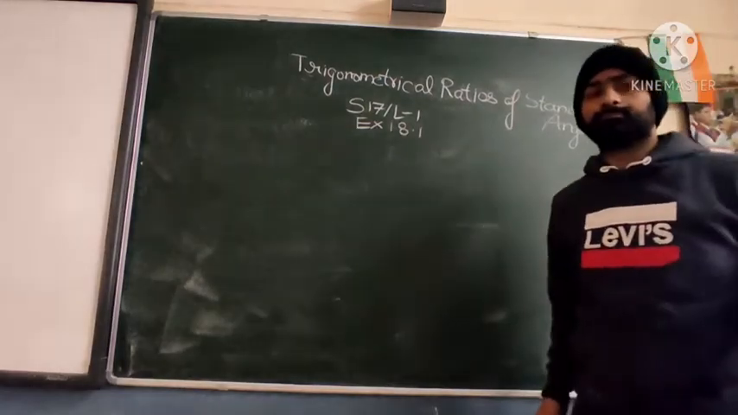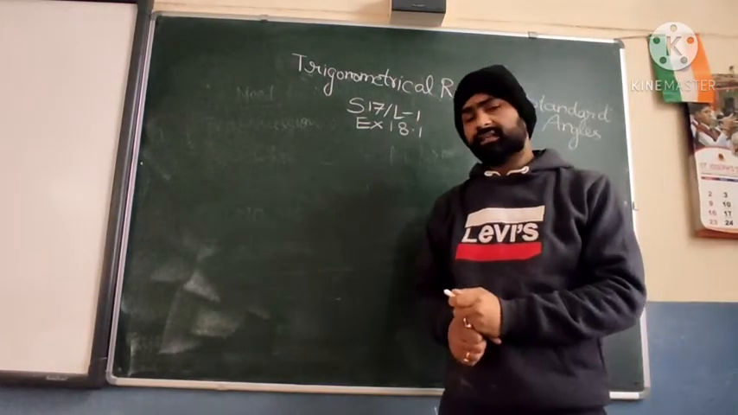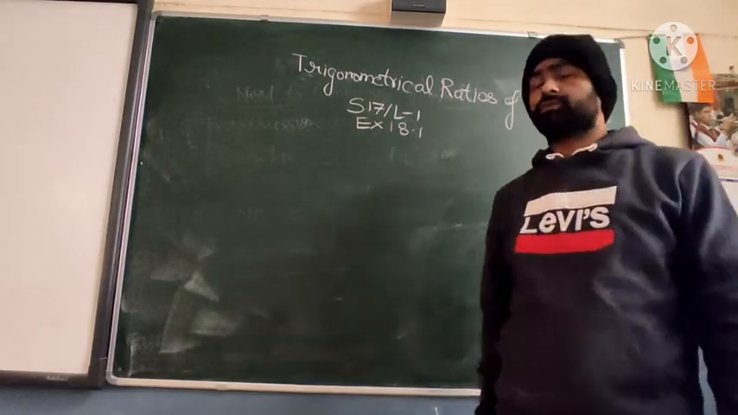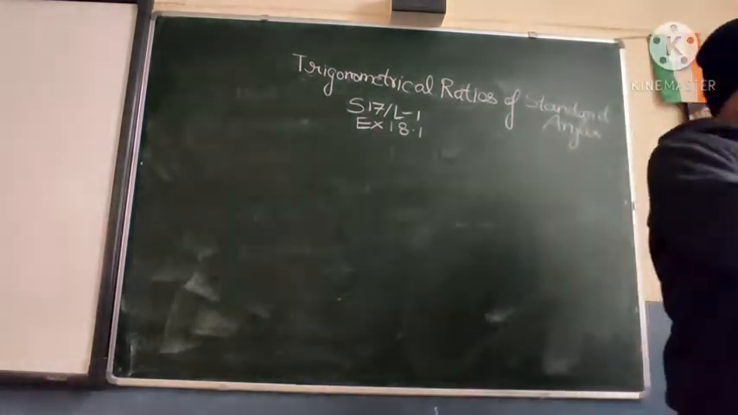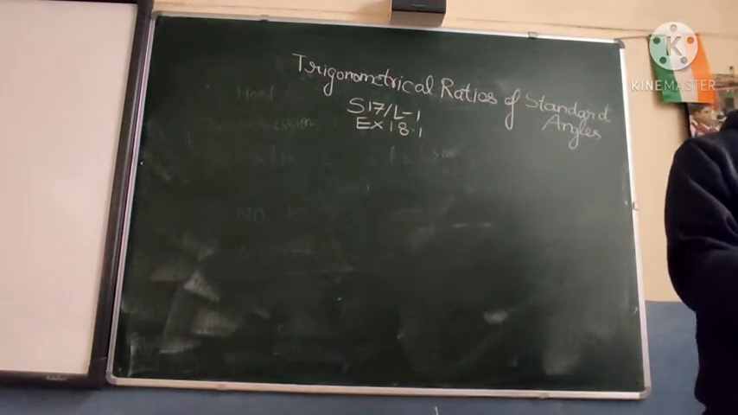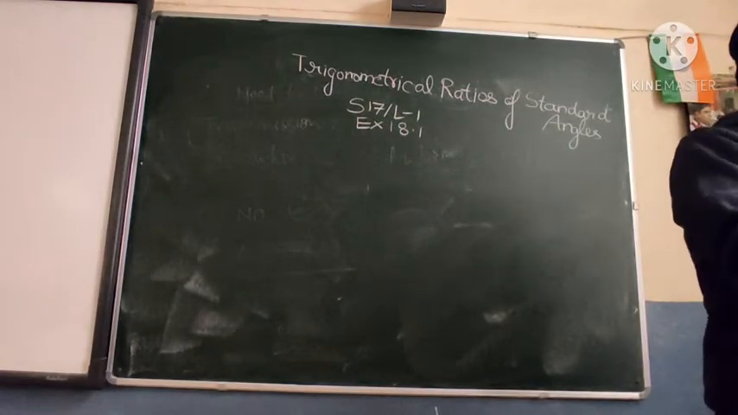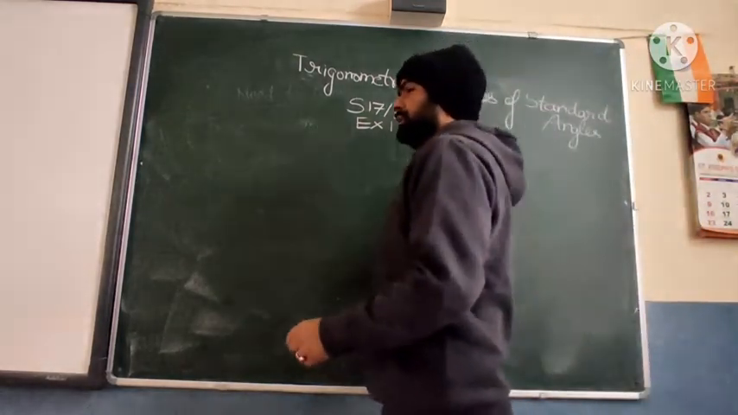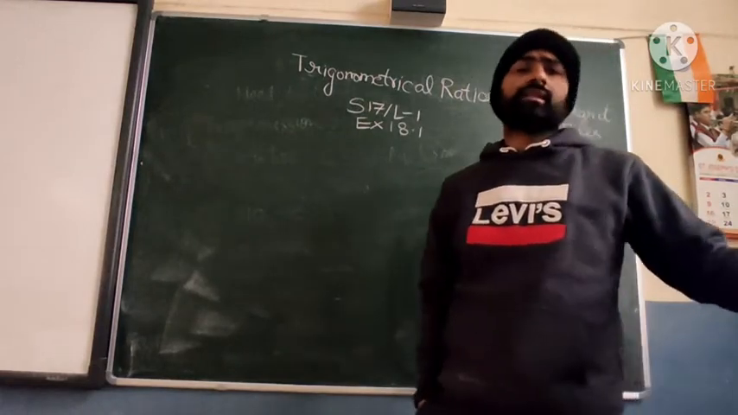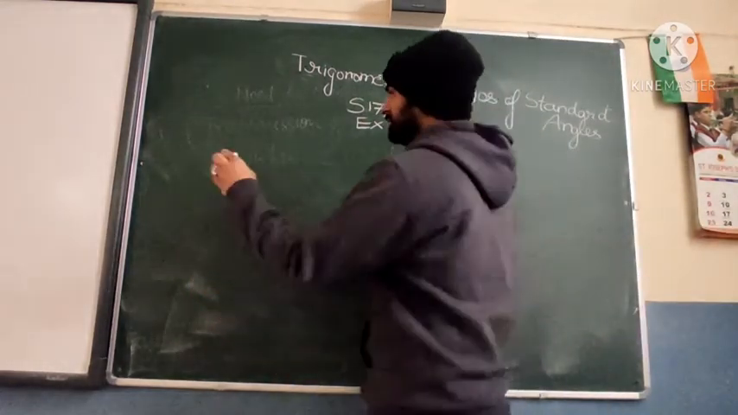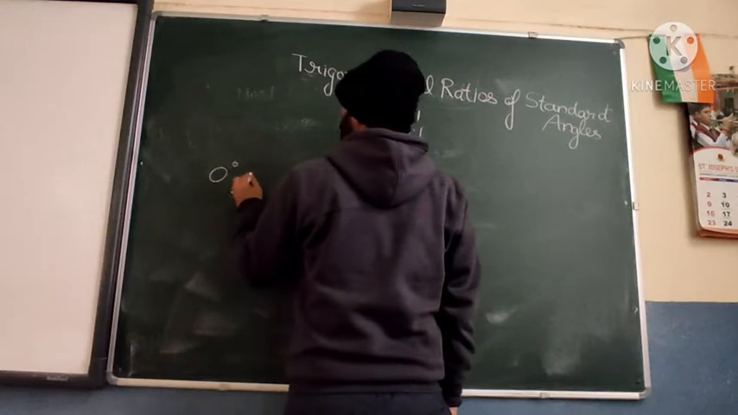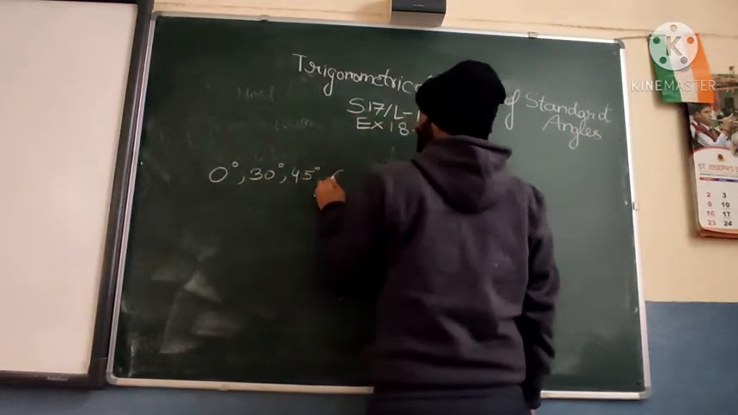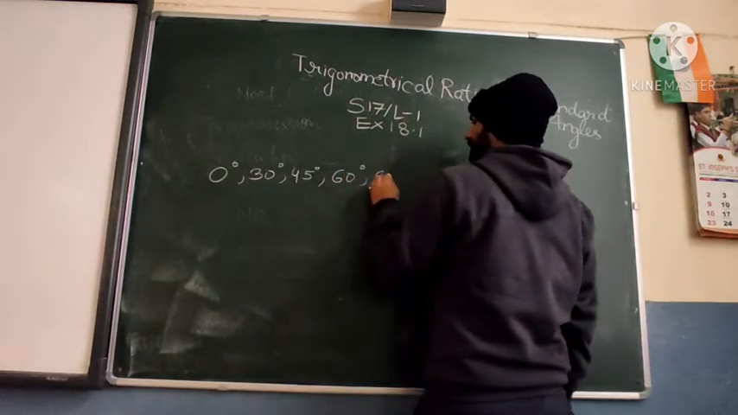So children, we had finished with lesson 17, that was trigonometrical ratios, basically trigonometrical angles and all. Now this chapter is also on trigonometry only, and here some standard angles are there about which we will talk. We already had discussed what those standard angles are. These angles are 0 degree, 30 degree, 45 degree, 60 degree and 90 degree.